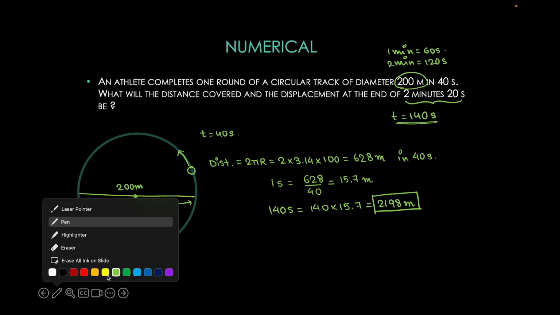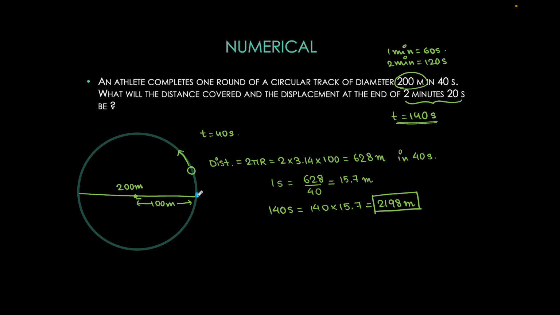So here's the trick. Let's say the athlete starts from here, and in the first 40 seconds, he moves all the way through this circular track and reaches this point. So after 40 seconds, the initial and final position of the athlete is the same, meaning that the displacement after 40 seconds is 0, right? Now, after another 40 seconds, the total time passed is 80 seconds, and the displacement is still 0. Again, after 40 seconds, which is a total of 120 seconds now, the displacement is still 0.